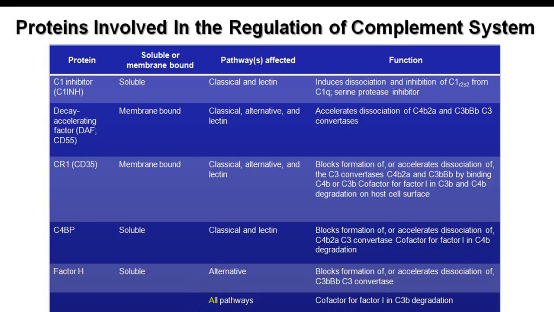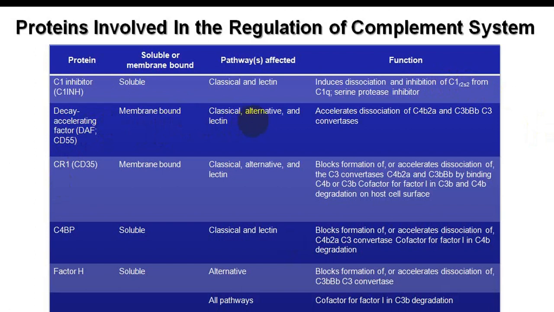It's a soluble protein found in both classical and lectin pathway. It induces dissociation and inactivation of C1r2s2. That is the first step of regulation. Decay accelerating factor is membrane bound. It controls the classical, alternative, as well as lectin pathway.